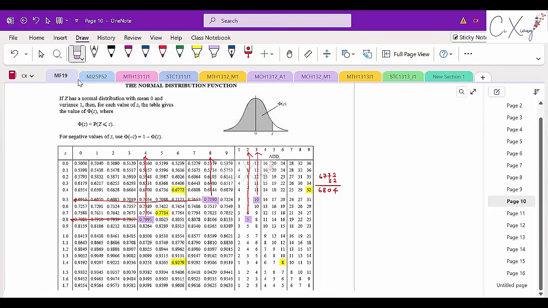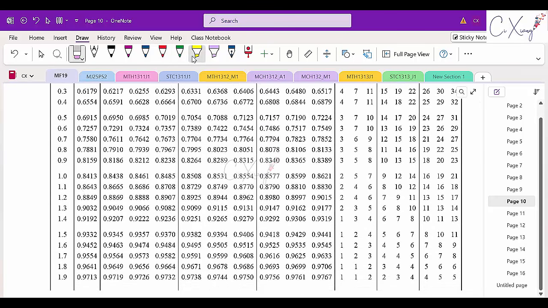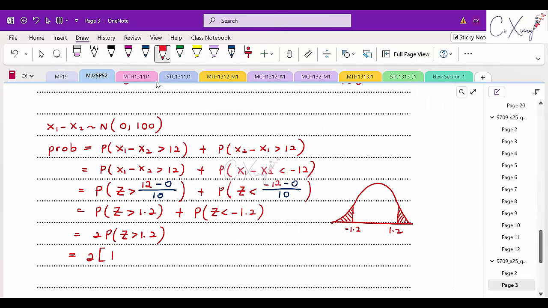Let me clean it up a bit. Okay, go to the value of z 1.2. 1.2 is this one. 0.8849. But the 0.8849 is for smaller than. To get greater than, I have to take 1 minus 0.8849.